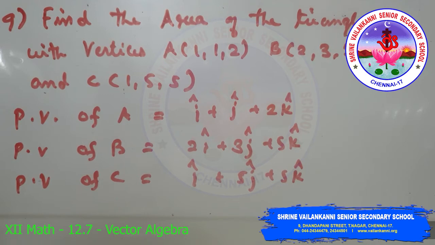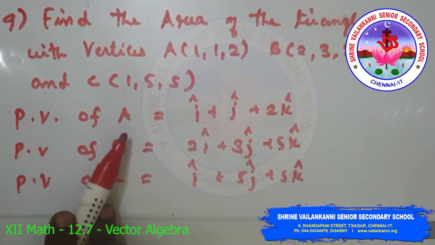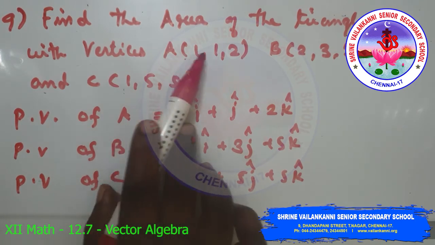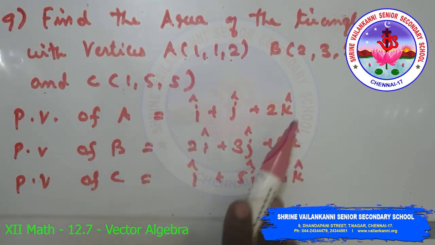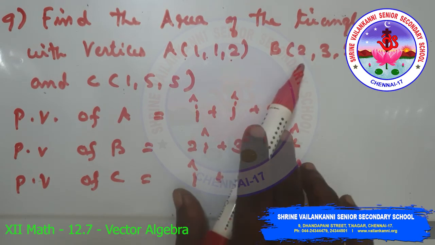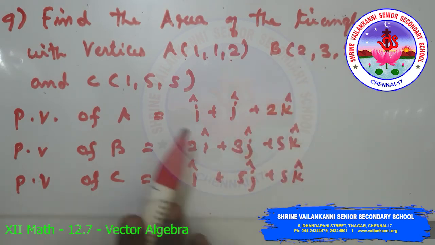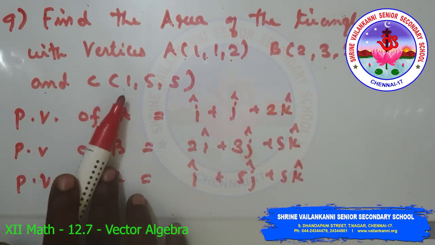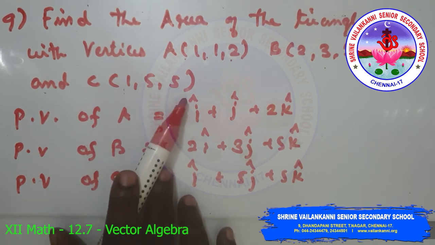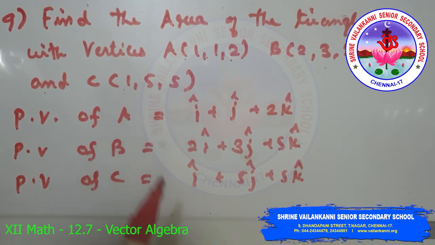Here vertices are given, so we take the position vector of A, which is i plus j plus 2k, the position vector of B is 2i plus 3j plus 5k, and the position vector of C is i plus 5j plus 5k. Now we have to find BC and BA.